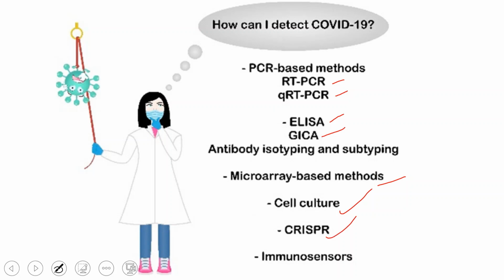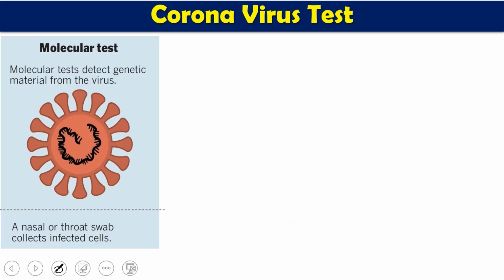But most commonly, there are three important tests which we perform. One is the molecular test. In this molecular test, we normally test for the genetic material, the single-stranded RNA present inside the virus capsid. That genetic material we are going to detect, so that is called the molecular test. It is also called the RT-PCR test, and some other names are also there. Later on we are going to see it.